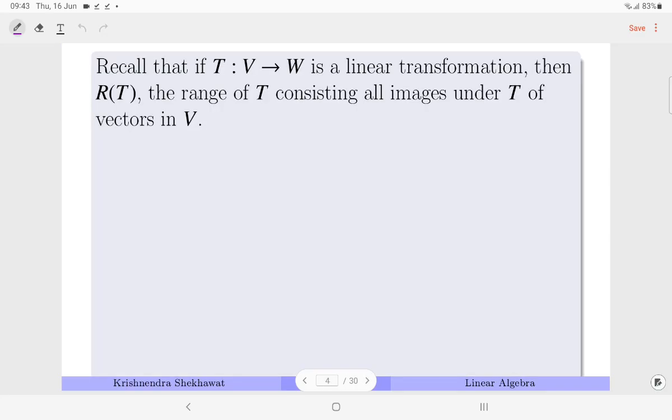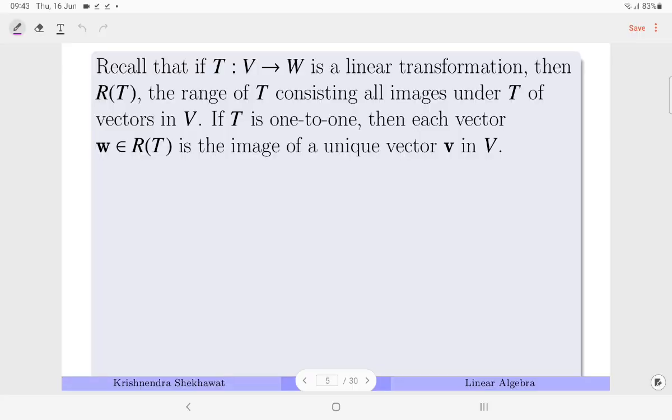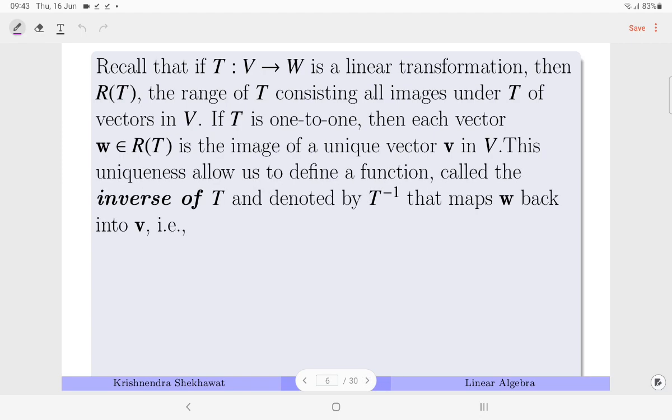So recall the definition of range of T, which consists of all images under T of vectors in V, when T is a linear transformation from V to W. And T is 1-1 if each vector in range of T is an image of a unique vector V in capital V. And because of this uniqueness, we can talk of the inverse. So we define T inverse from W to V, or from range of T to V, if T is 1-1.